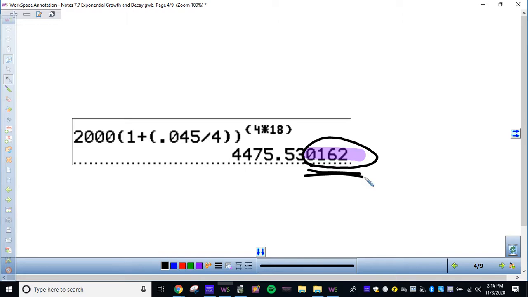So even if this number right here, after the 3, is 5 and above, and you would round up, the bank doesn't give you any more than the 3 pennies here. They won't give you 4 pennies. They keep all the extra for themselves. So it's just a little weasel trick.